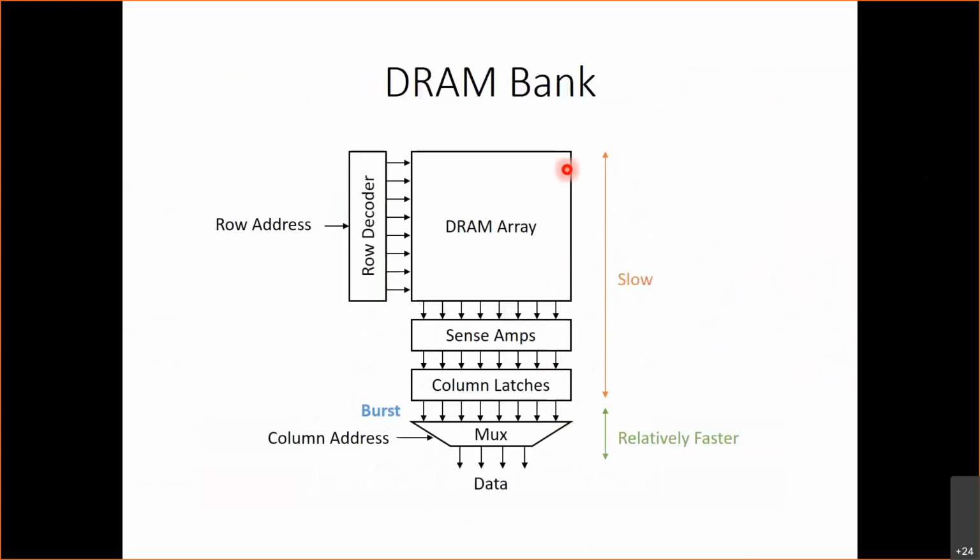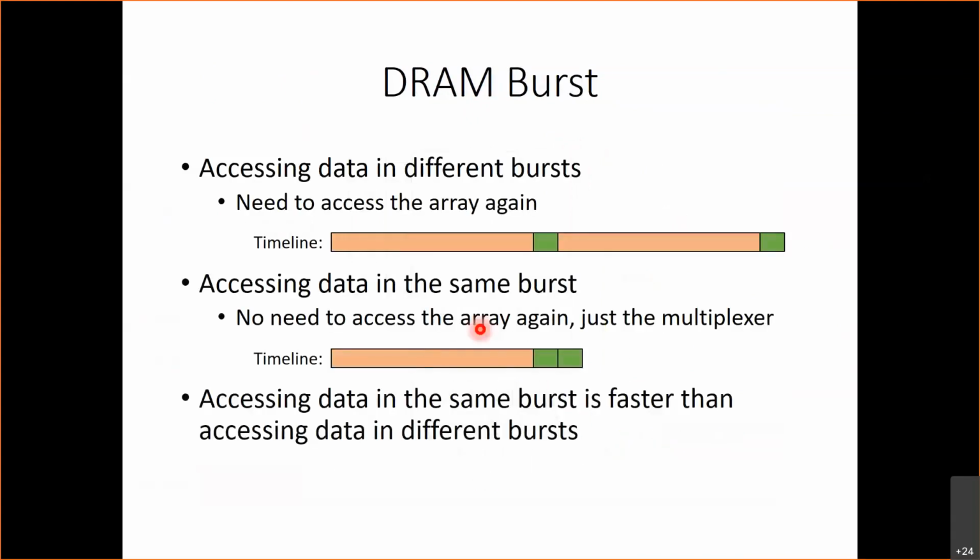Then we looked at the organization of DRAM, and we said that in these DRAM banks, access to the DRAM array is slow, but then once you have the DRAM burst, accessing part of the DRAM burst is fast. So it would be best, when threads issue their memory requests, to be accessing data in the same DRAM burst, because when you access data in different DRAM bursts, you have to go to the DRAM array and then access the data in the burst, and then if the next access goes to a different burst, you have to go through the DRAM array again, and then access the burst.